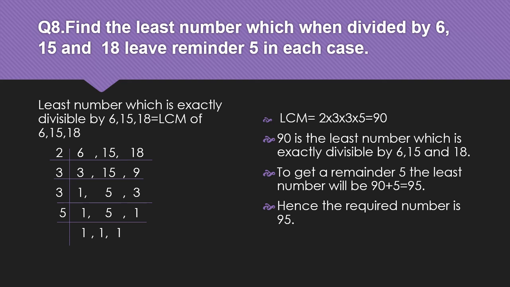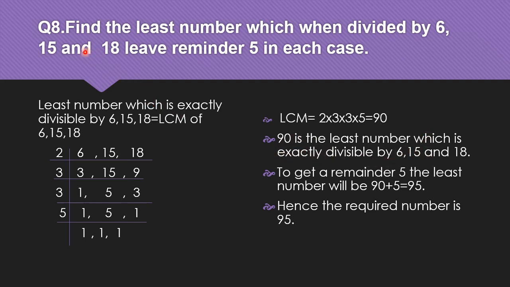Question number 8. Find the least number which when divided by 6, 15 and 18 leaves remainder 5 in each case. The least number which is exactly divisible by 6, 15 and 18 is equal to the LCM of 6, 15 and 18. So find the LCM of 6, 15 and 18. LCM is 90. So 90 is the least number which is exactly divisible by 6, 15 and 18.